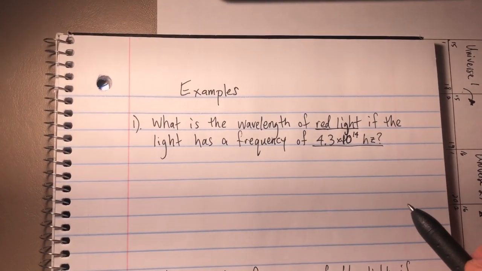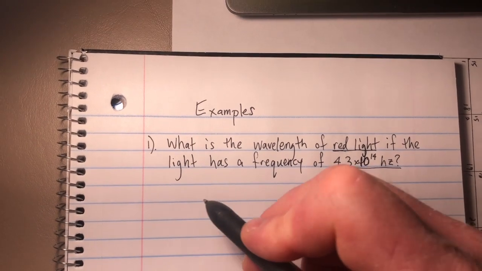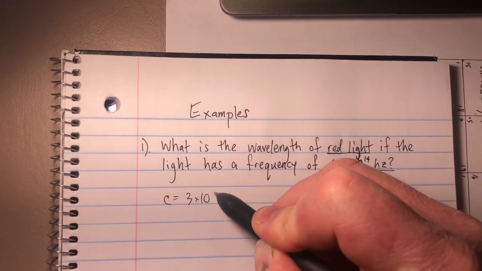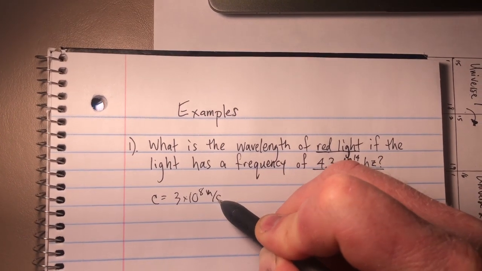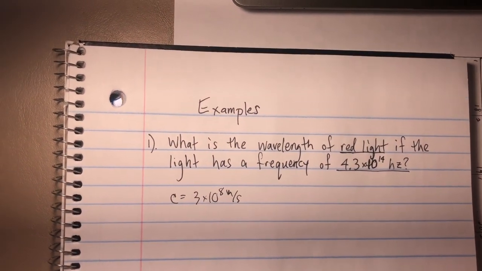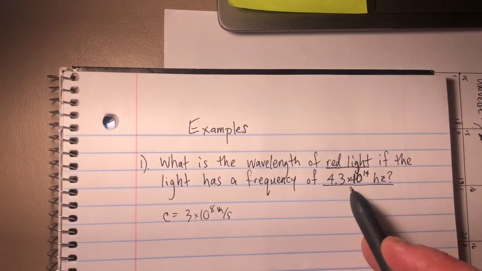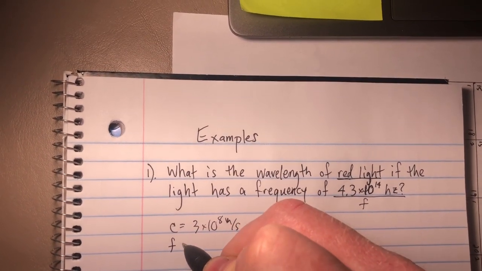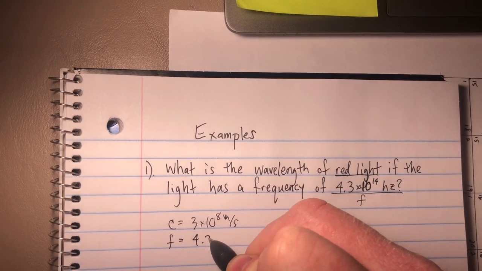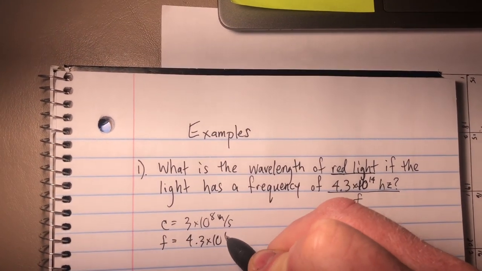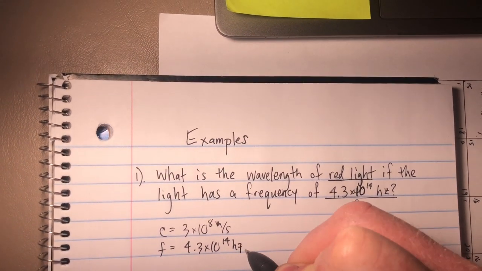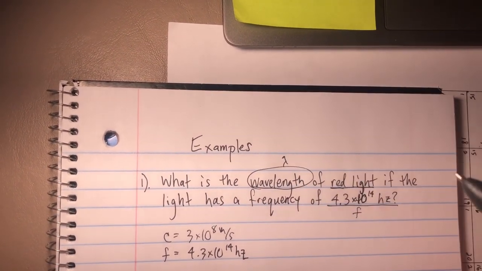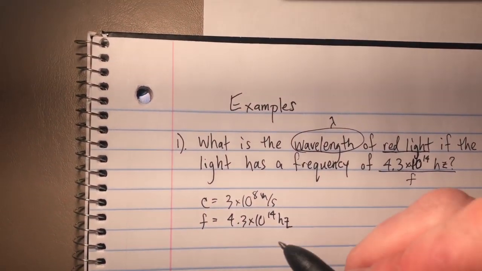So the first thing you've got to do is figure out what you know. Right off the bat, you know that the speed of light is 3 times 10 to the 8th meters per second. That's a given. You also know that the frequency right here is 4.3 times 10 to the 14th. So that's what you know. And the wavelength, which I'm going to circle and label up here, lambda, is what you're looking for.